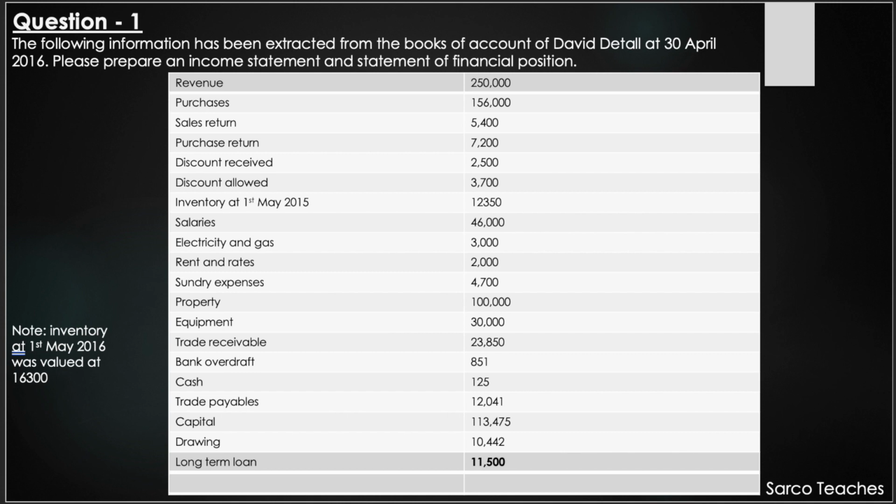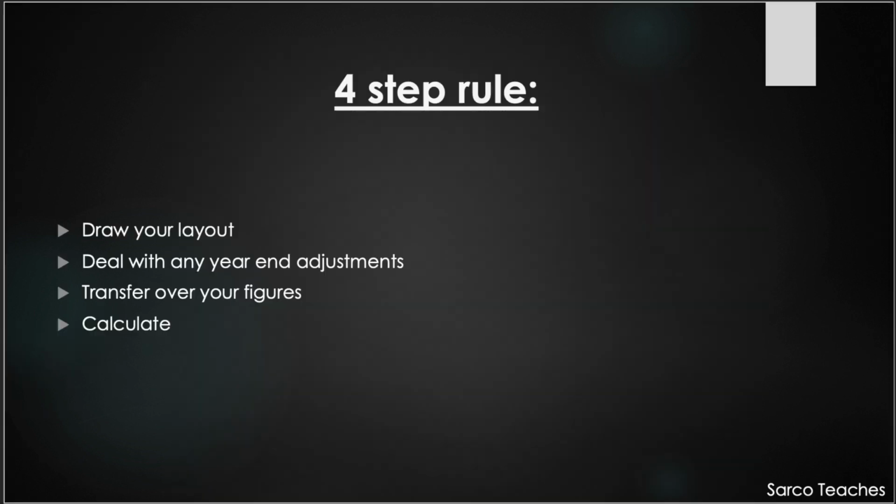Okay, so this is our first question. It says the following information has been extracted from the books of account of David D. Tal at 30th April 2016. Please prepare an income statement and statement of financial position. We also have a little note on the left which says inventory at 1st of May 2016 was valued at 16,300. This is closing inventory. We must not forget this.